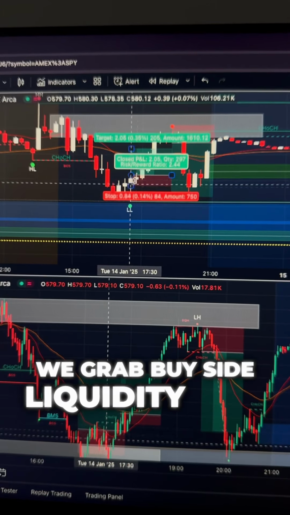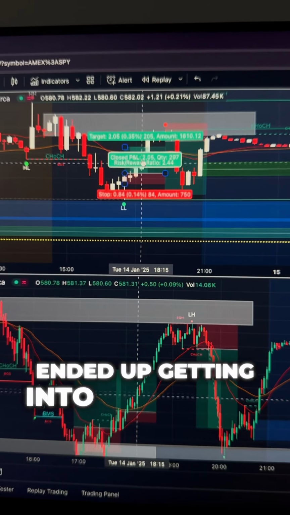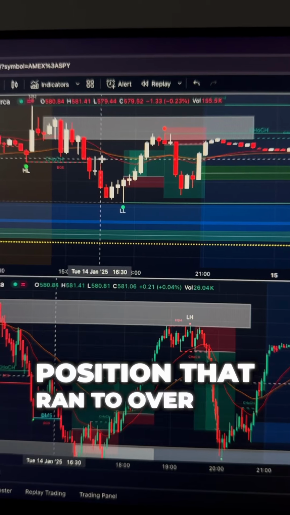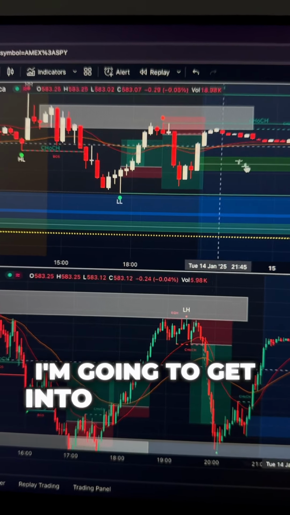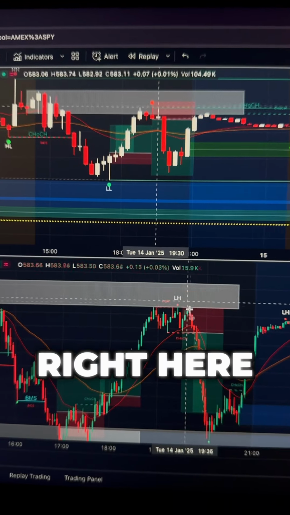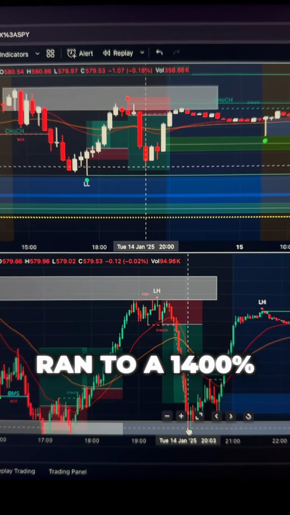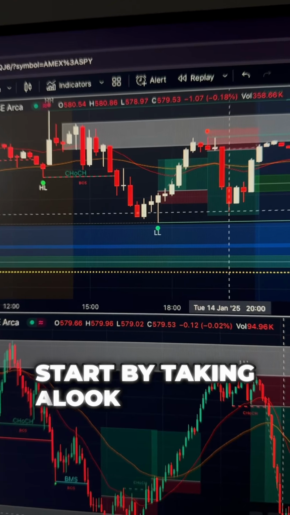We grab buy side liquidity and we start to push up. Ended up getting into a SPY call position that ran to over 100% returns, but this isn't the big trade that I took. I'm gonna get into this trade right here that ran to a 1400% return. Start by taking a look at the M15.